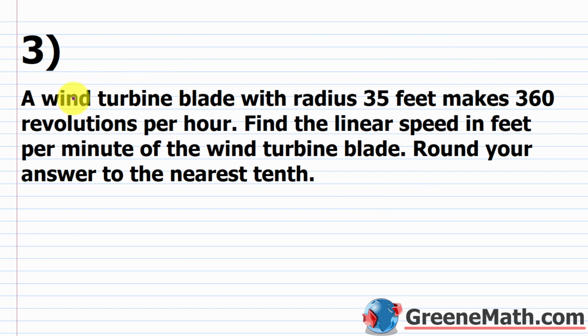All right, let's take a look at problem number 3 now. So we have that a wind turbine blade with radius 35 feet makes 360 revolutions per hour. We want to find the linear speed in feet per minute of the wind turbine blade. Round your answer to the nearest tenth.